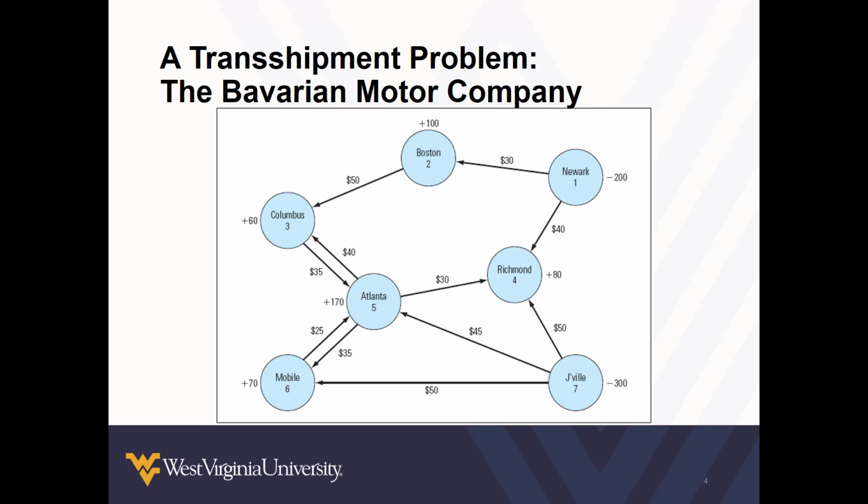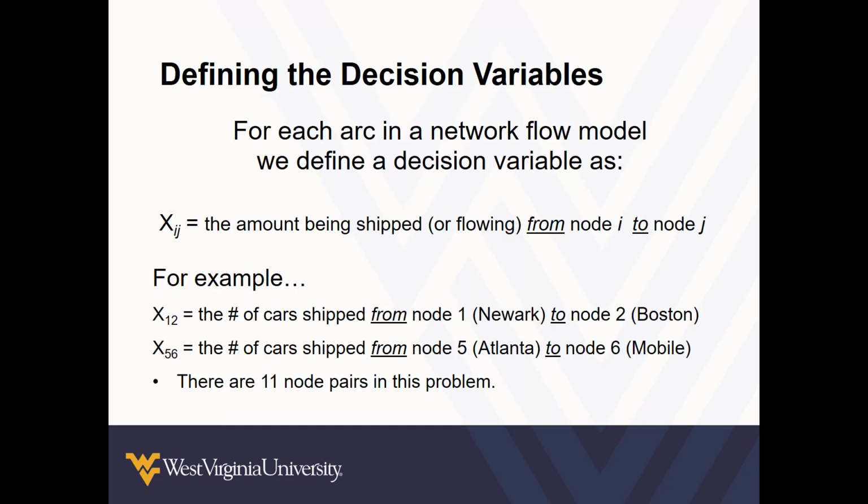So how would we go about defining our decision variables, our objective function, and our constraints? Well, let's look at this theoretically, and then let's dig into how we would go about setting this up and solving this problem using Excel Solver. For each arc in a network flow model, we can define a decision variable as the amount being shipped or the amount flowing from node I to node J.